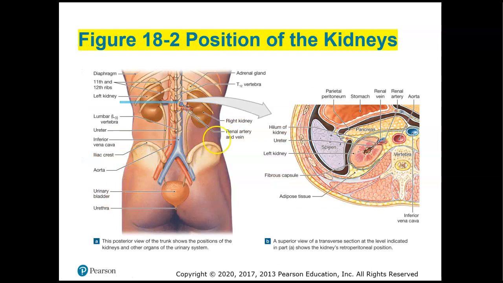So here you can see, and this is the posterior view of a person. So you're looking at them from the back, and the right kidney is a little bit lower than the left kidney, and that's because the liver is up here. Okay, and they are close to the back because they're behind the peritoneum.